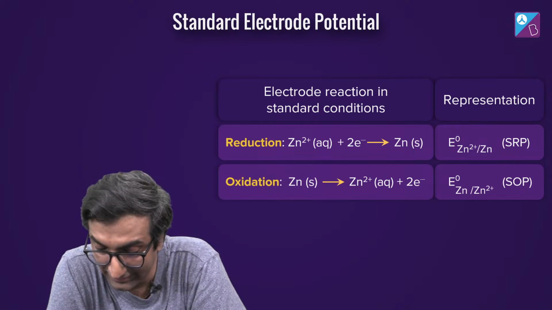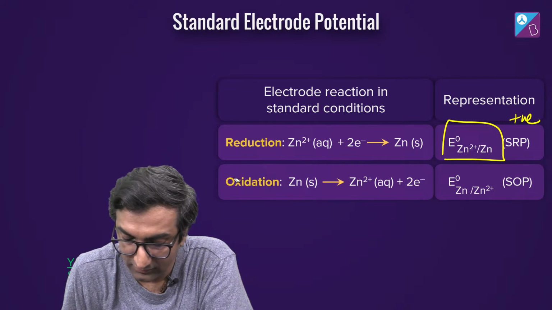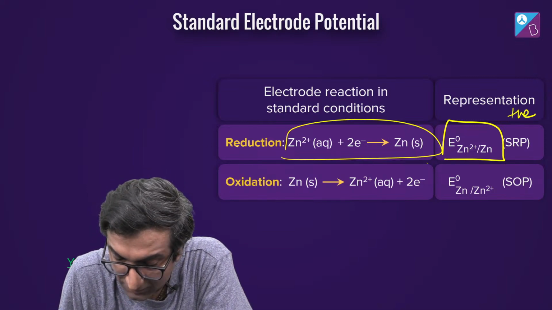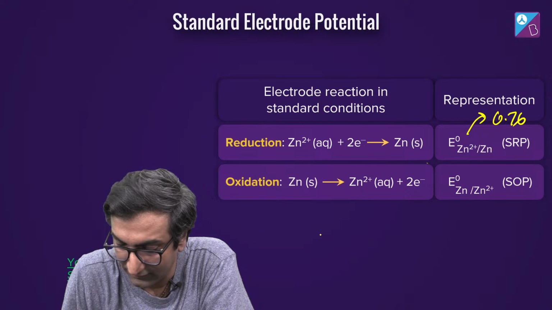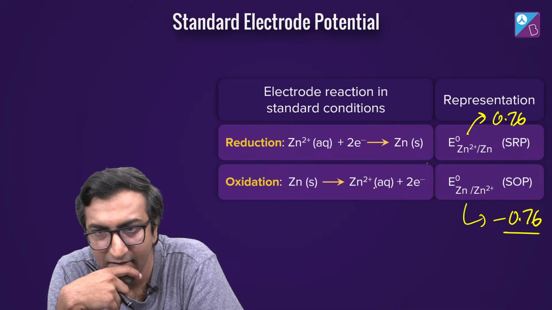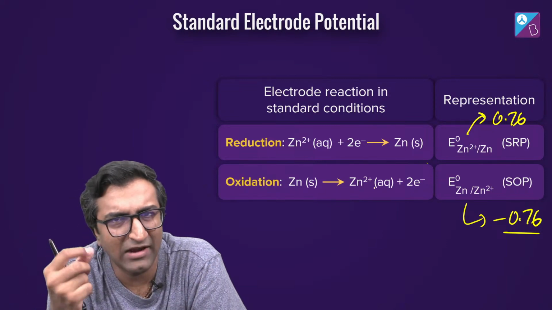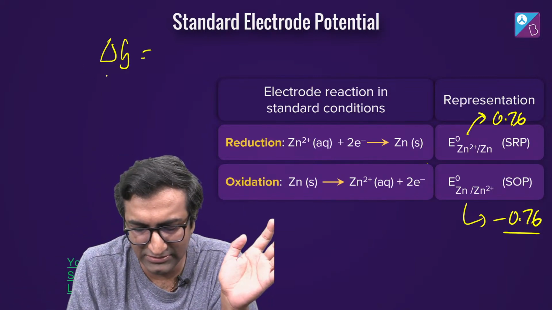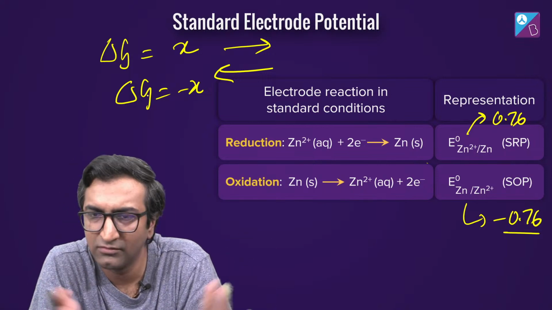Now if zinc prefers getting reduced, we will write it like this, and this value is positive. If zinc wants to be oxidized, you write like this. Obviously, say this value is 0.76, then this value will be negative 0.76. Are you okay with this? Just from what I've taught you so far, I have not done any math, but can you make that leap of faith that if this reaction's value is positive, reversing it makes it negative? Just like delta G: if it is x for the forward reaction, then the backward reaction's delta G is minus x. That's all I'm saying.